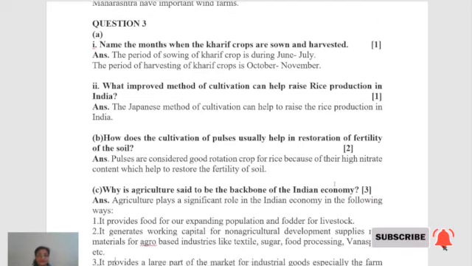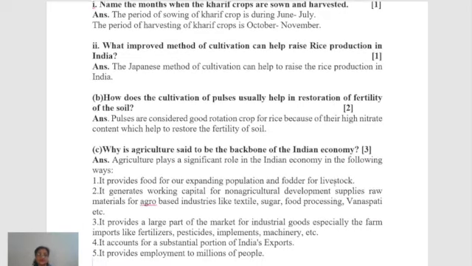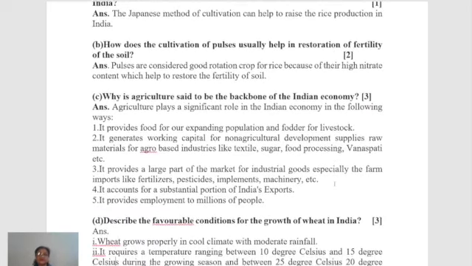Okay, come to the next question. How does the cultivation of pulses usually help in restoration of fertility of the soil? Now, pulses are considered good rotation crop for rice cultivation because of their high nitrate content, which helps to restore the fertility of the soil, right? Because the pulses are leguminous crops.